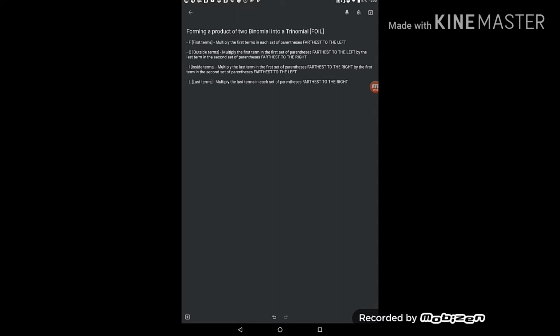Okay, so moving forward, I represents inside terms. You multiply the last term in the first set of parentheses farthest to the right by the first term in the second set of parentheses farthest to the left. And finally, L, which is the last terms. You multiply the last terms in each set of parentheses farthest to the right.